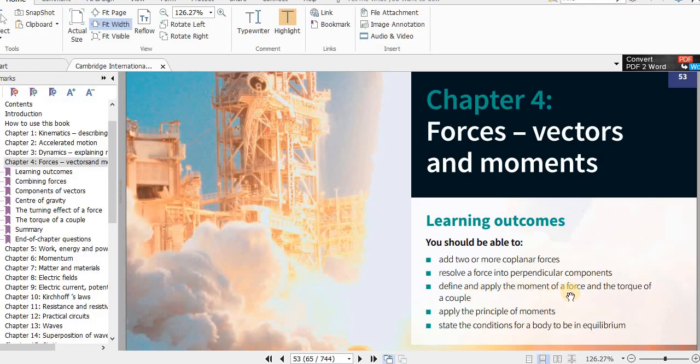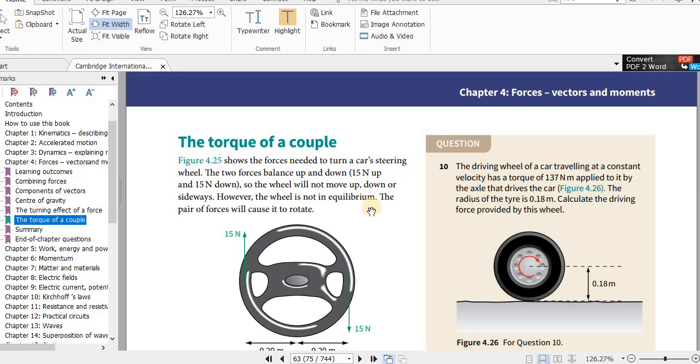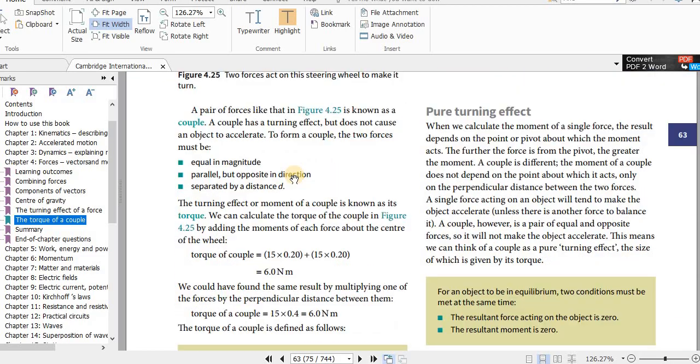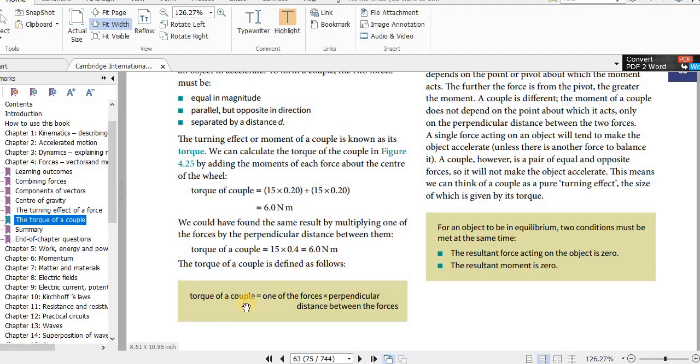Define and apply the moment of a force and the torque of a couple. Moment is the turning effect of a force. So moment of a force is the turning effect of a force, and the torque of a couple. Now if I go over here, you can see torque of a couple. You should know what a couple is and what torque of a couple is. See, torque of a couple equals one of the forces times the perpendicular distance between the forces.